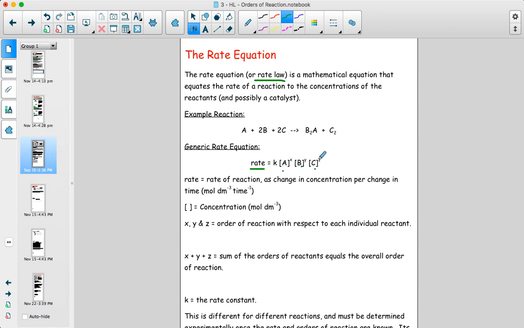X, Y, and Z up here, those are the orders of reaction with respect to each individual reactant. So a 0 order means an exponent of 0, first order means an exponent of 1, and second order means an exponent of 2. If you add all those exponents together, you get the sum of the orders of reactants, and that equals the overall order of a reaction.